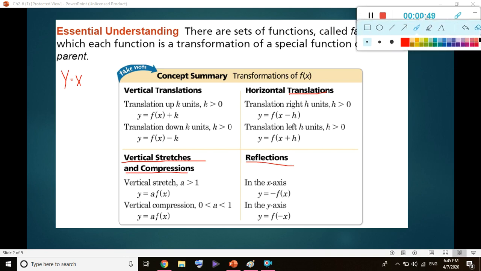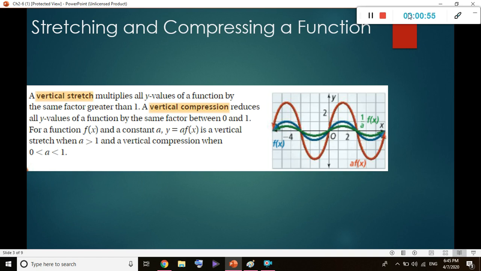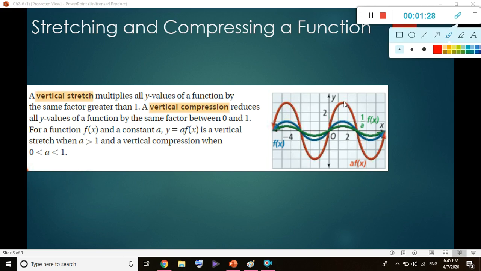Okay, so now let's start with this idea: stretching and compressing a function. A vertical stretch multiplies all y values of a function by the same factor greater than 1. So we're going to multiply f of x, all of it, by a factor which is greater than 1. A vertical compression reduces all y values of a function by the same factor between 0 and 1. So now we have vertical compression and vertical stretch.